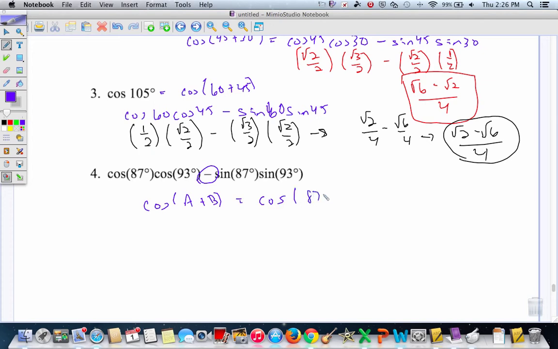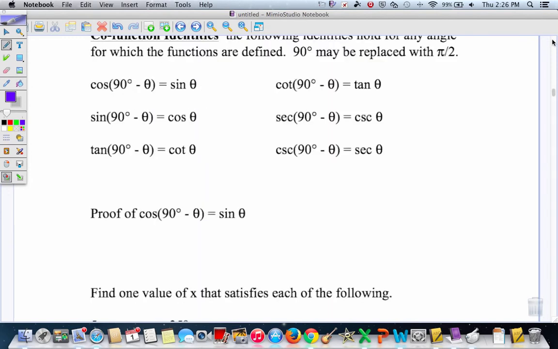In this case, A is 87, B is 93. If we add 87 and 93, we're getting 180 degrees, and this one happens to be on the unit circle, so the cosine of 180 degrees is negative 1. So we just worked backwards, condensed this down to a formula, simplified, and actually found that value on the unit circle.